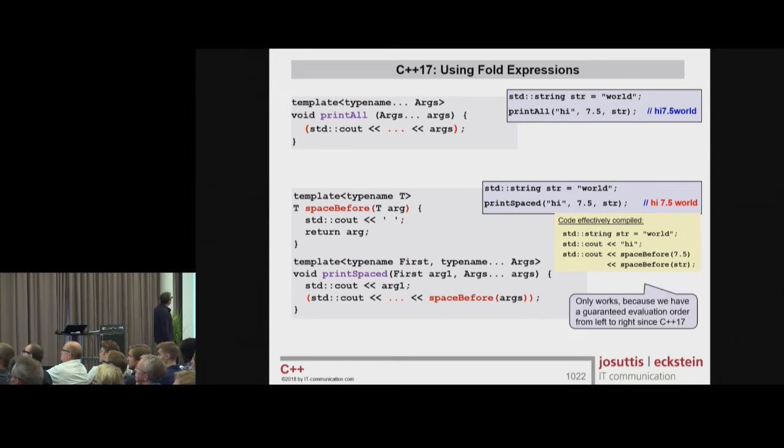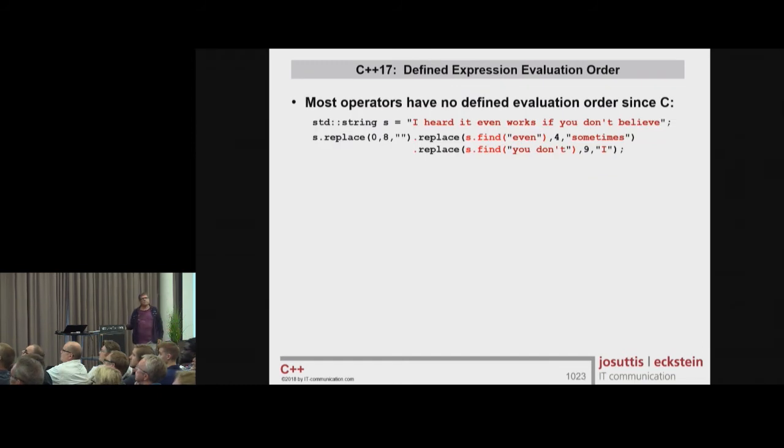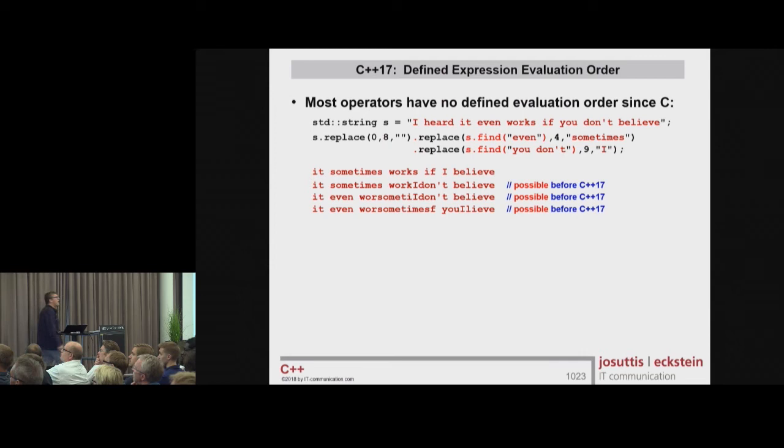What I'm talking about here is a fix we have. Here you see another example that was one of the motivating examples. This code was broken before C++17. I have a string, I want to replace the first 8 characters, and then I want to replace "even" by "sometimes", and "you don't" by "I". And the point was, it could print "sometimes" if I believe. This would be the case if really the find statement is evaluated after we replaced the first 8 characters. But it turned out that there were possible other outcomes of this.